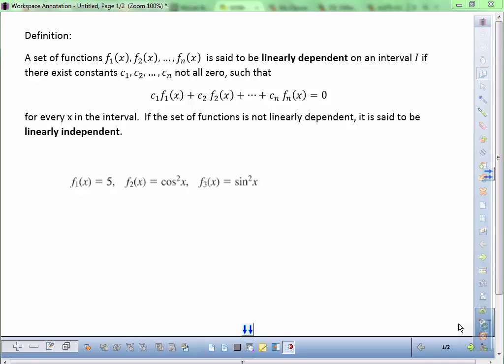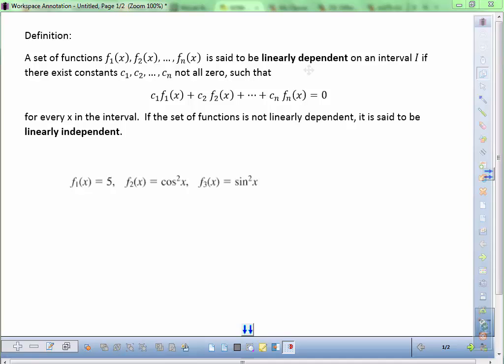So from our last time, this is our definition for linearly dependent, and then linearly independent is not dependent. The question is, can we find constants that we can multiply each of these functions by and set them equal to 0 to see if we get non-zero constants?